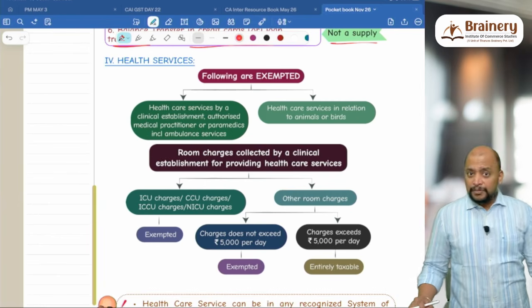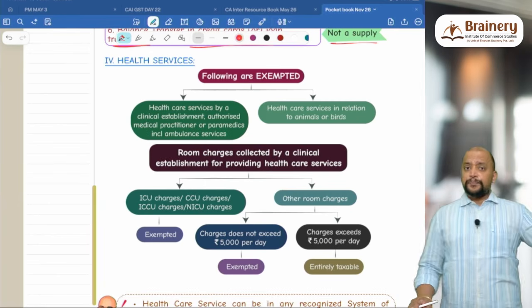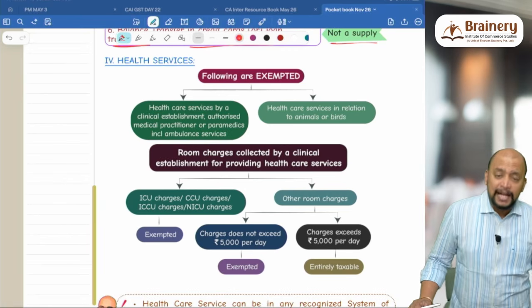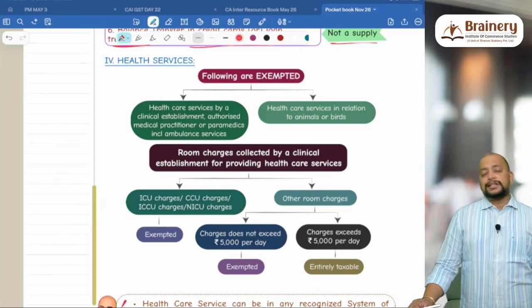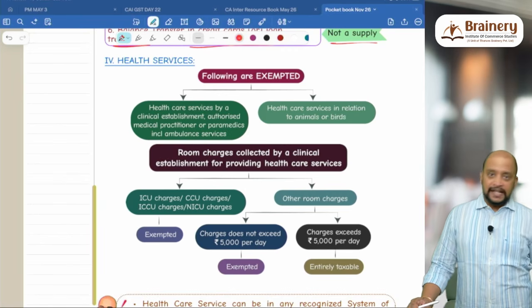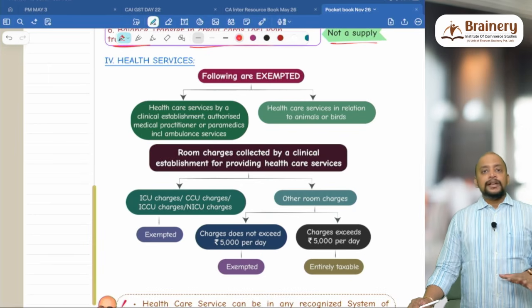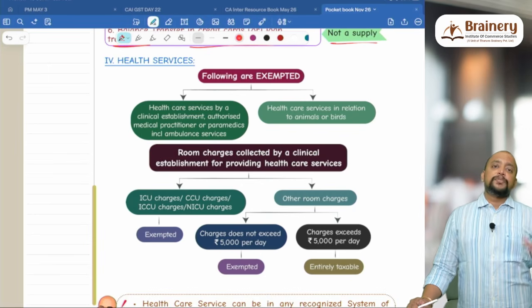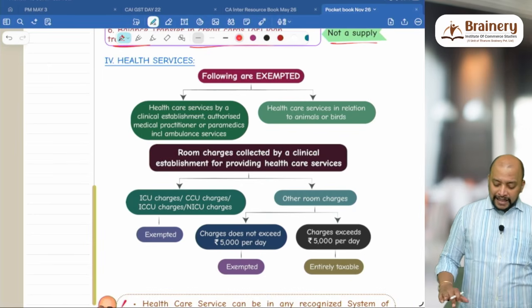Room charges are exempted provided the charges do not exceed 5,000 rupees per day. If it is ICU charges, any kind of ICU charges, it is fully exempted. But if it is other room charges, up to 5,000 rupees per day it is exempted. Beyond 5,000 rupees, entirely it will be taxable.